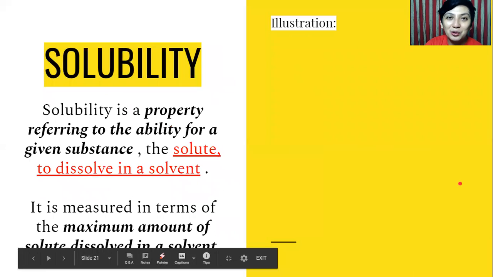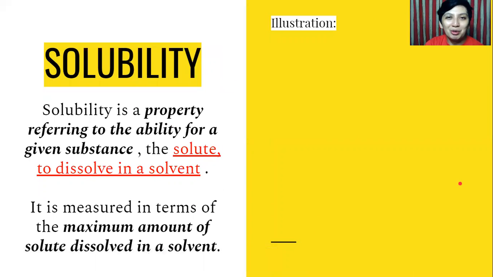Okay, now let's go to solubility. So we all know that solubility is a property referring to the ability for a given substance, which is the solute, to dissolve in a solvent. So it is measured in terms of the maximum amount of solute dissolved in a solvent. So pag sinabi nating solubility, ito yung kakayanang matunaw at tunawin yung solute doon sa solvent.